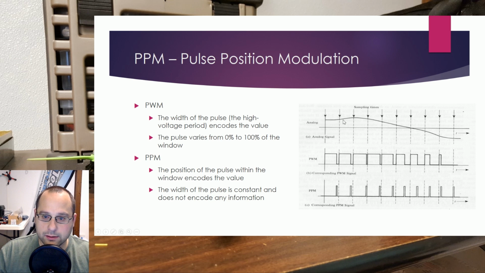So here we have an analog signal that is being sampled and is being represented either as PWM or PPM. And what I want you to see here is that when the analog value is high, the PWM pulse is longer. When the analog value is low, the PWM pulse gets shorter, right? The PPM pulse, when the analog value is high, is later in the window. And when the analog value is low, the PPM pulse is earlier in the window. Now that is, academically, strictly speaking, the difference between PWM and PPM.